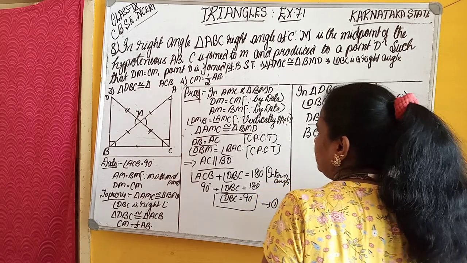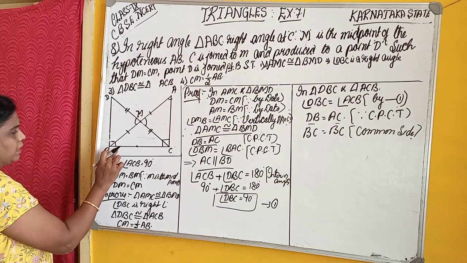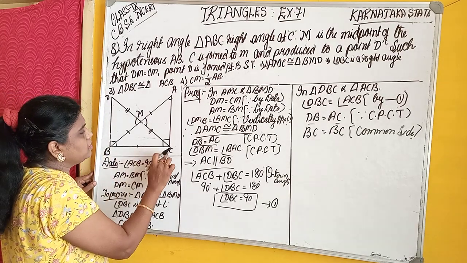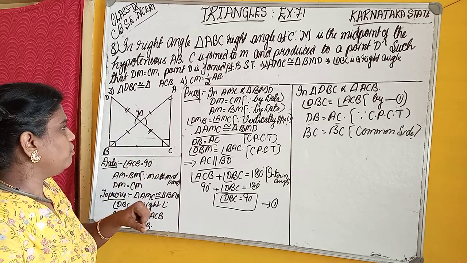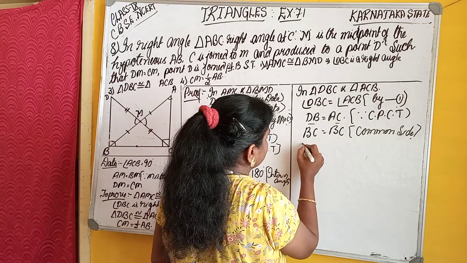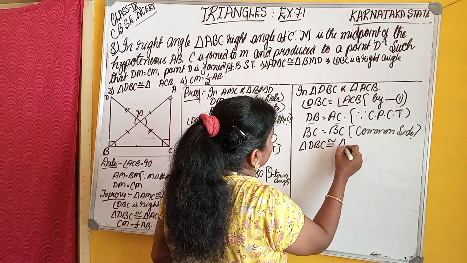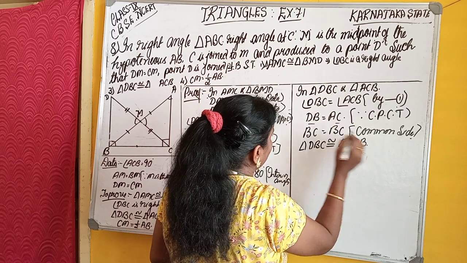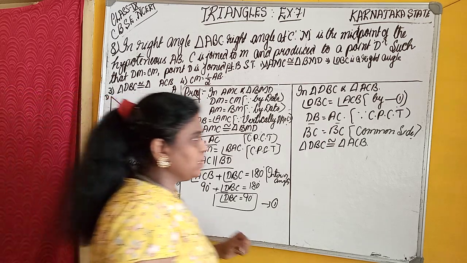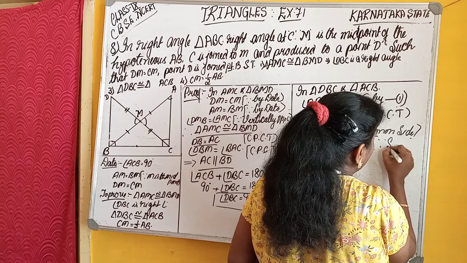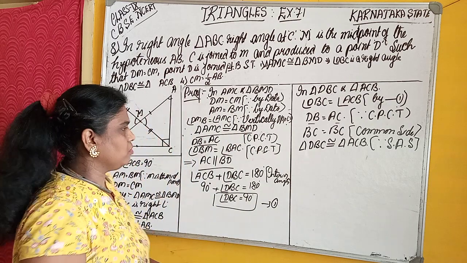What we came to know is that one set of sides, the other set of sides, and the included angle are equal. Therefore, these two triangles are congruent. Triangle DBC is congruent to triangle ACB. Which congruence have we used? Yes, this is very important. The congruence we used is SAS congruence.